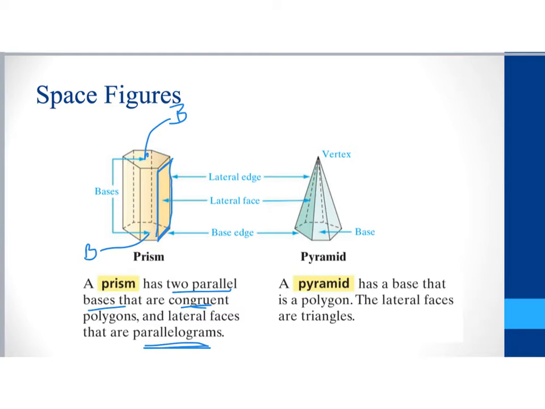Over here on the right, we have what we call a pyramid. And a pyramid has a base that's a polygon. So you can see right here, we have a polygon base, and it looks like it's a 1, 2, 3, 4, 5, 6. So that would be a hexagon. And then each of the lateral faces are triangles. So those would be these faces right here. And they do that all the way around. They're going to form triangles. So that's what makes that a pyramid.